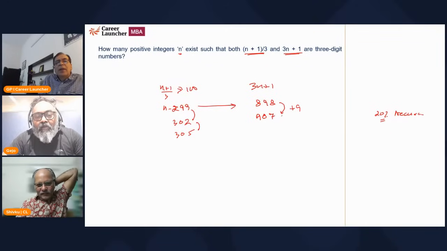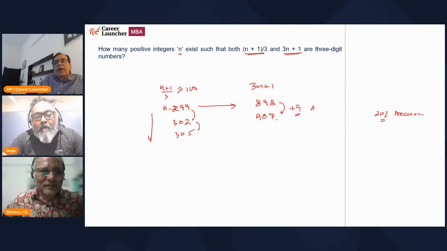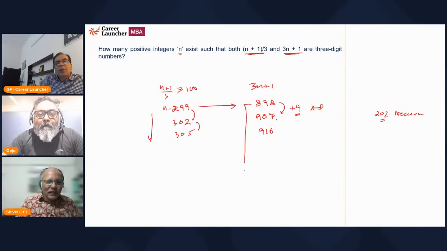हाँ, मैं उस पे ही आ रहा हूँ. ठीक है. नहीं, all I'm saying is you can work either this way या फिर इधर आ जाओ. So 898 आ गया, plus 9 है. This is also an arithmetic progression. Next will be 916. So from here I can add 90.